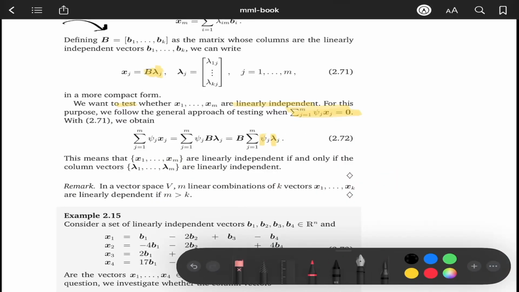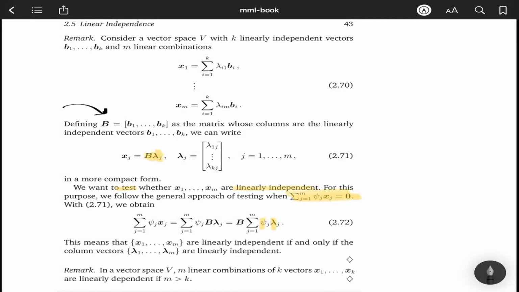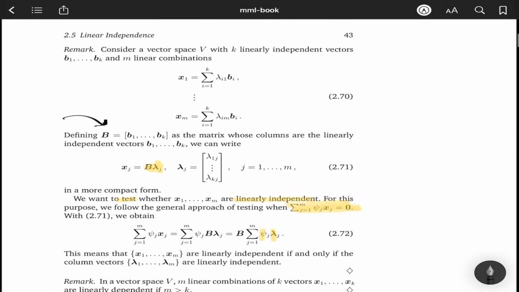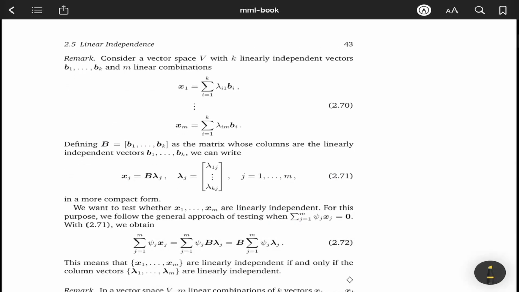Now what they conclude is that the set of vectors is linearly independent if and only if the column of vectors, in this case lambda, is linearly independent. I'm not fully understanding this. Let's do it again. Okay, so we start with everything which is independent. We know B is independent. Here B is independent and B is independent.